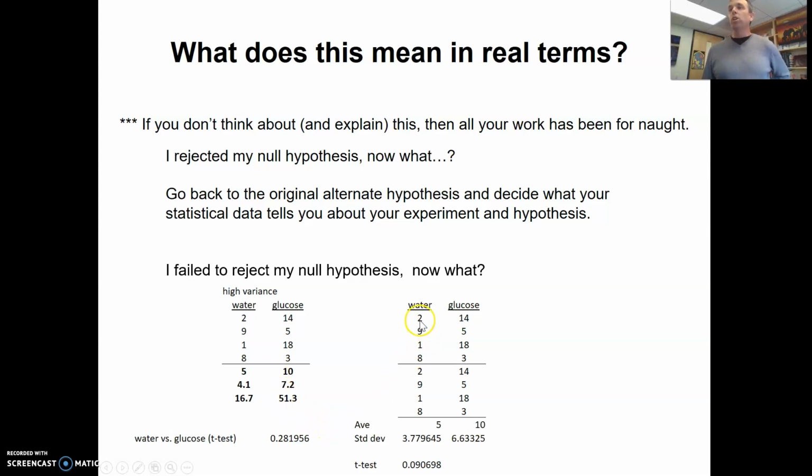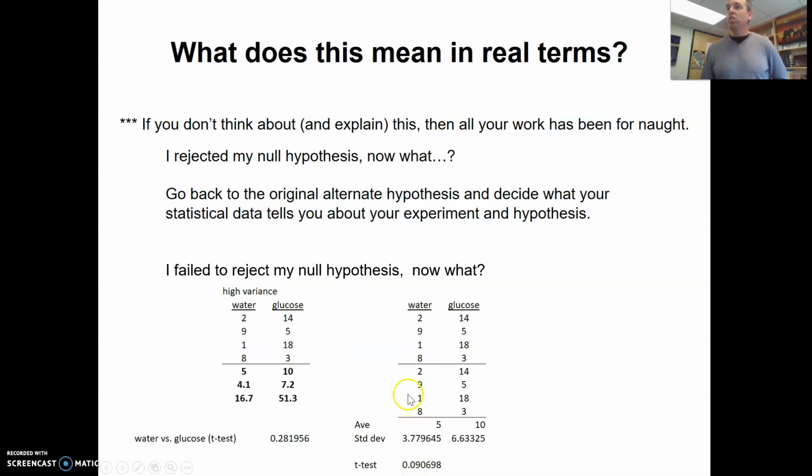If there was really no difference, then I would expect by adding more and more of these values that water would start having some higher numbers and glucose lower numbers. It would average out essentially. But since it's consistent, the t-test is going down, but it's still not significant.